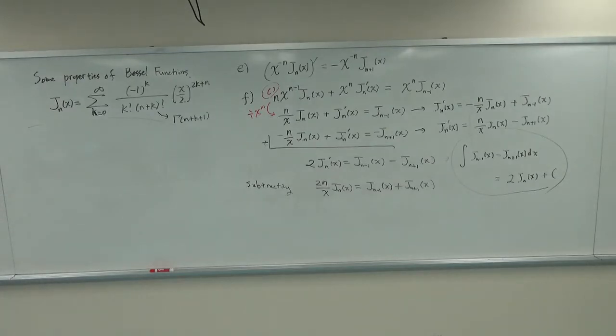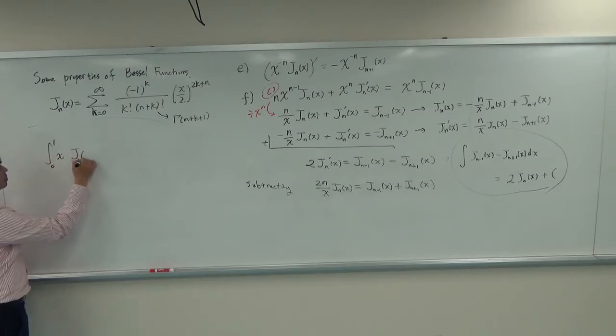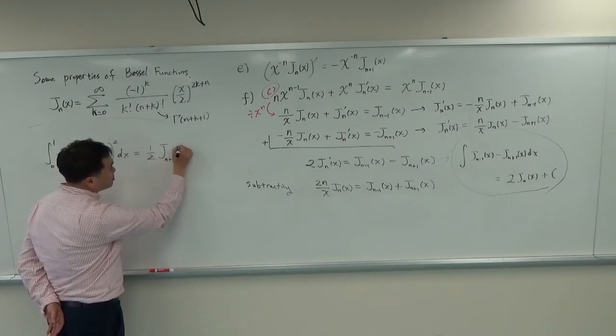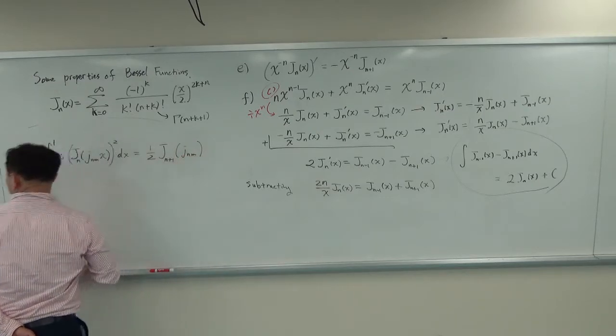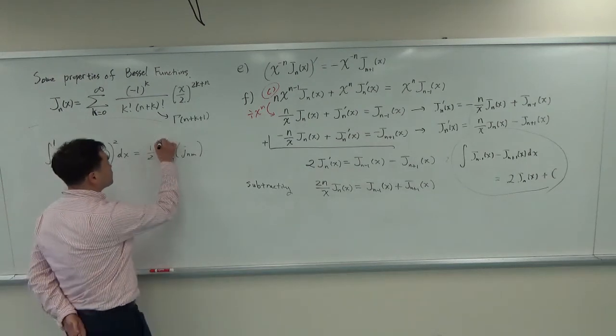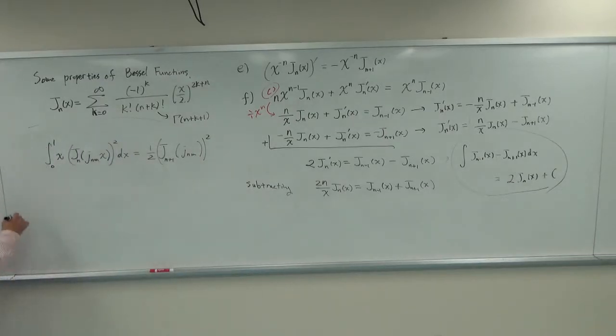Okay, and then the integral from 0 to 1 of x J_n(j_nm x) squared dx gives you 1/2 J_{n+1}(j_nm) squared. Oh, squared. So that's task 1.